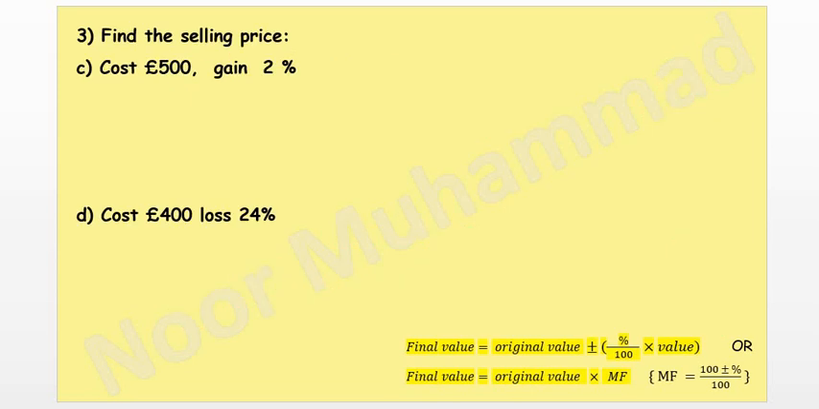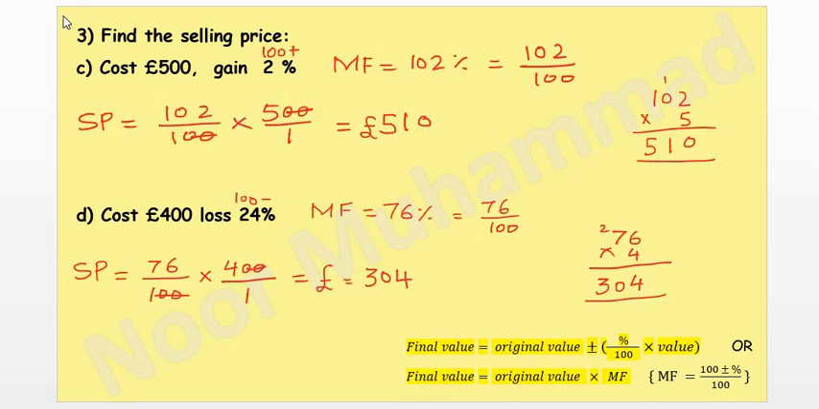We have 2 more questions like this. In both these you have to find the selling price, so better pause the video here, solve these 2 parts on your own, and then play the video to check your answer. So here are both the answers, the same idea. This is the case of gain, so 100 was added to get the multiplying factor, and this was the case of loss, so 24 was subtracted from 100.